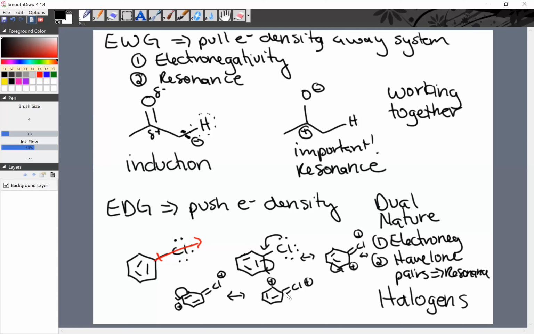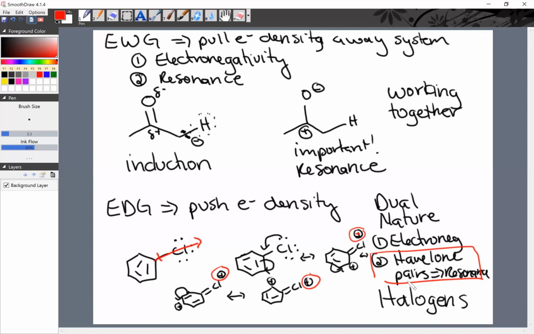And then one more would take it back. Look at all those resonance structures. Okay, anything that has that many resonance structures is going to be pretty stable. Now, I do not like that that's a positive. Okay, so in each of these cases, the chlorine becomes positive, but it had electron pairs to push in. So even though it is electronegative, having those lone pairs is actually going to be the more important effect.